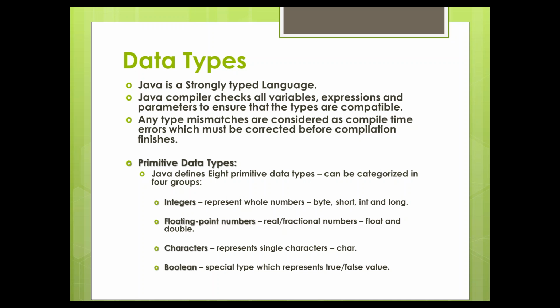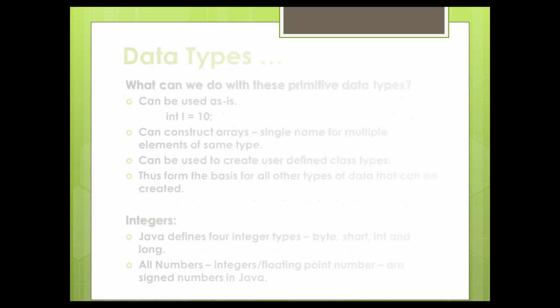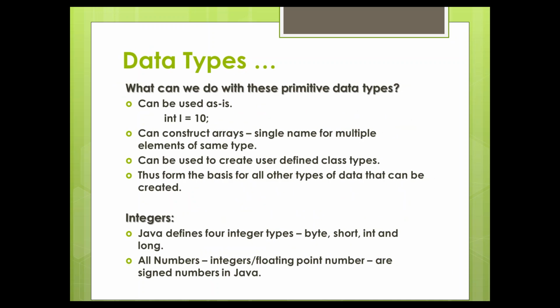So let us see each type, integers, floating point, characters, and Boolean, separately. In the sense that let us understand what they are, like byte, char, int, all those things.